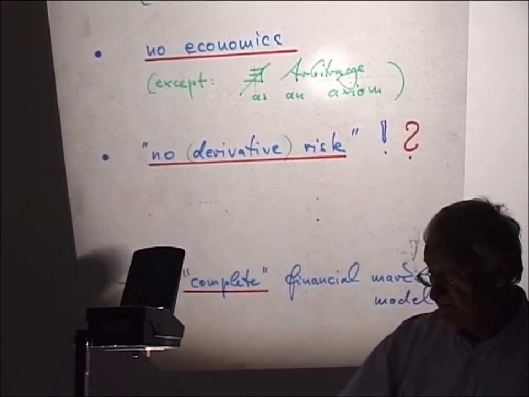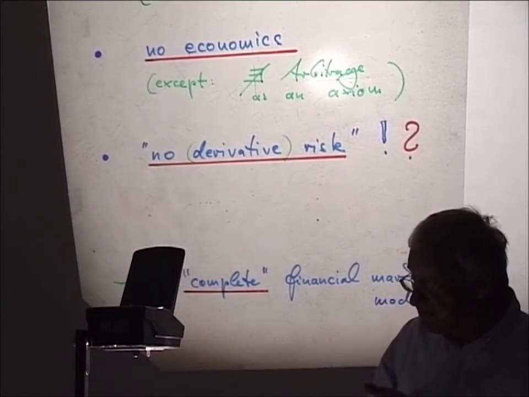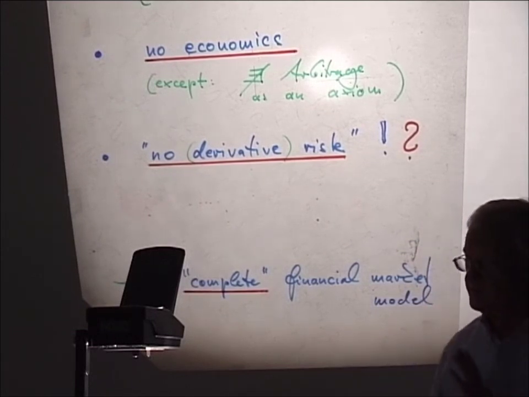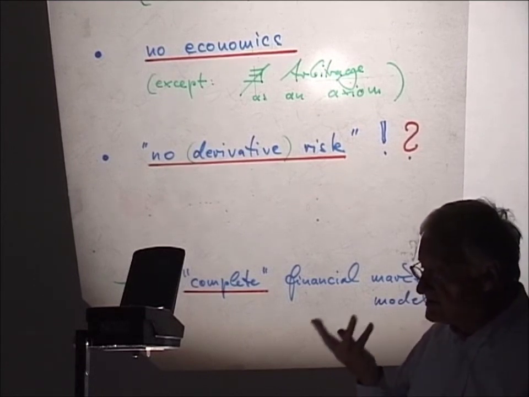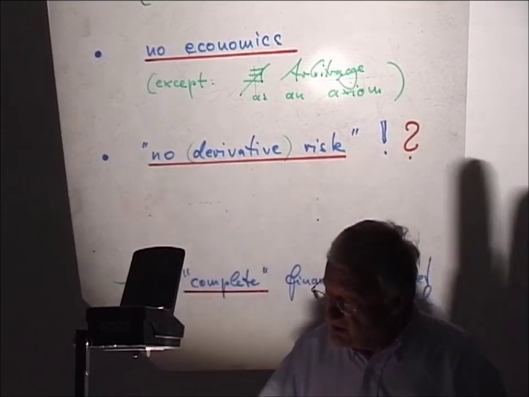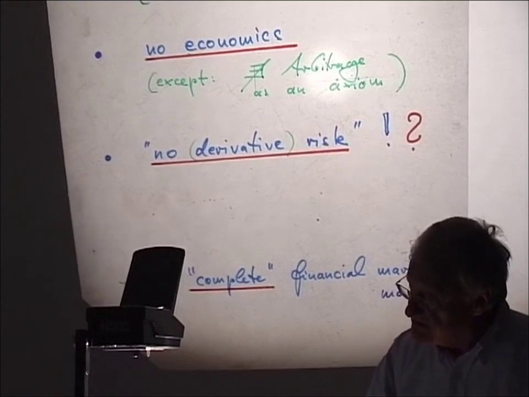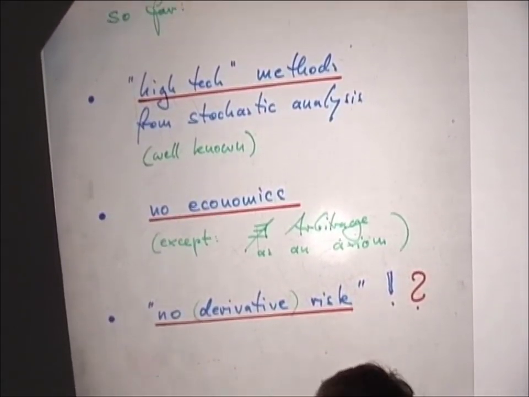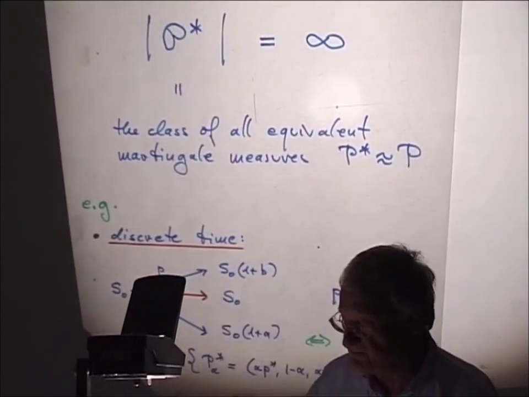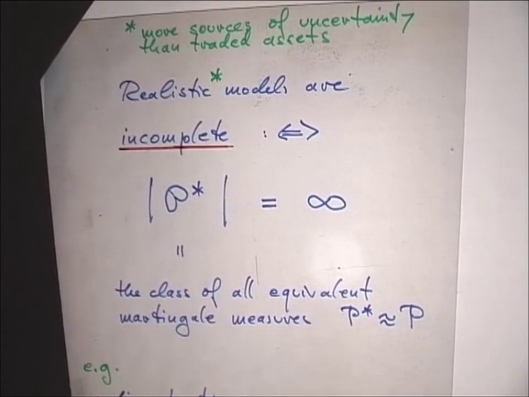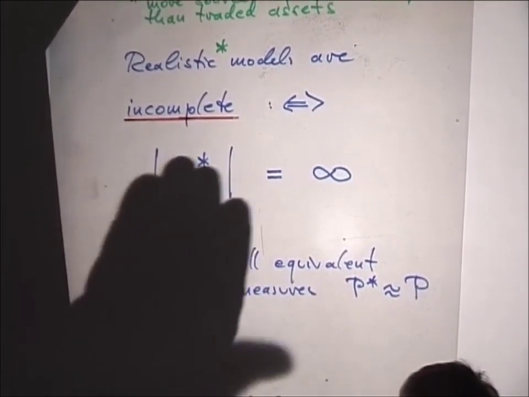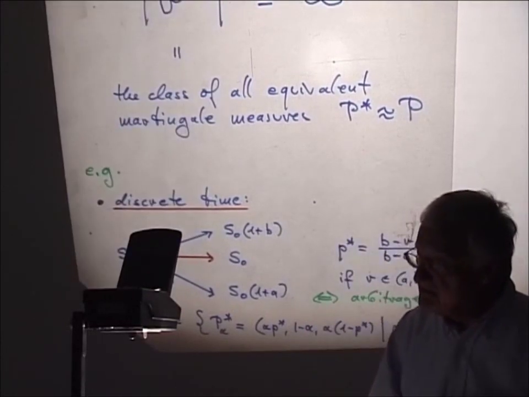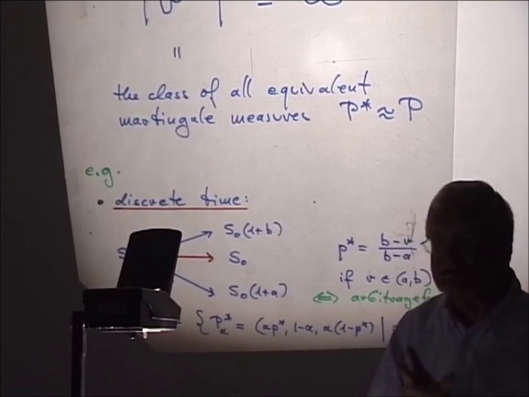And we have seen that with this idea of perfect replication, the risk has completely evaporated on the level of derivatives, because the whole idea was to devise a strategy which matches it perfectly, and so there's no intrinsic risk on the level of derivatives. Now that's somehow the wrong signal, because all this was mathematically, of course, correct, but it worked in a complete financial market model. And realistic models are typically incomplete. And incomplete by definition means the equivalent martingale measure is not unique. And then because it's a convex set, it means you have an infinite number of equivalent martingale measures. And by realistic, I mean there are more sources of uncertainty than traded assets.